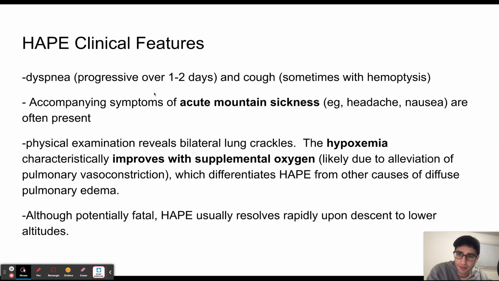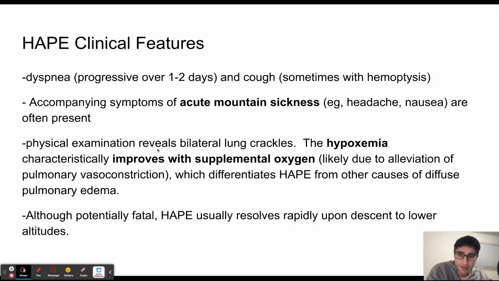Now, some of the clinical features of high altitude pulmonary edema are going to be dyspnea, which is going to be progressive over 1 to 2 days. Some patients also experience cough along with blood. Accompanying symptoms include acute mountain sickness like headache and nausea.